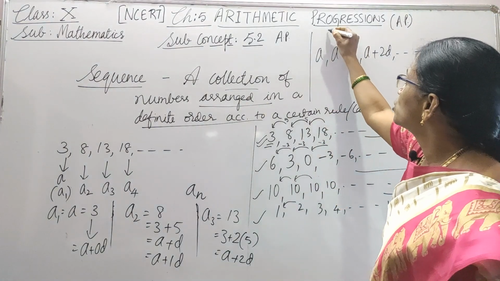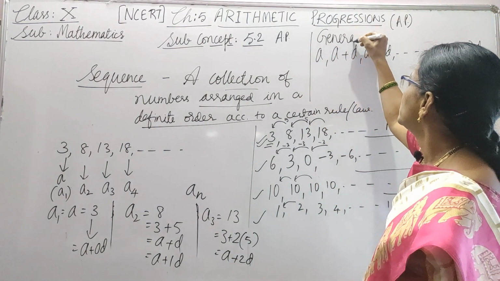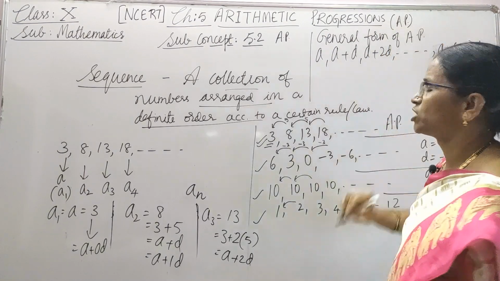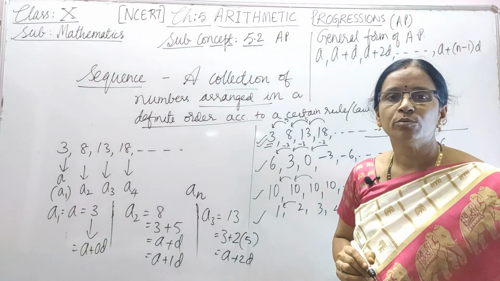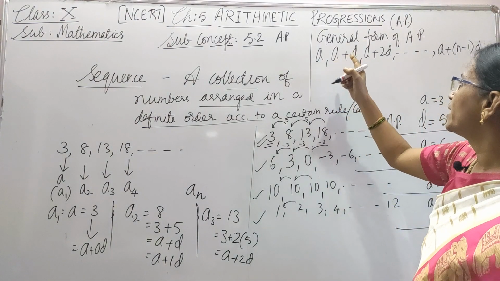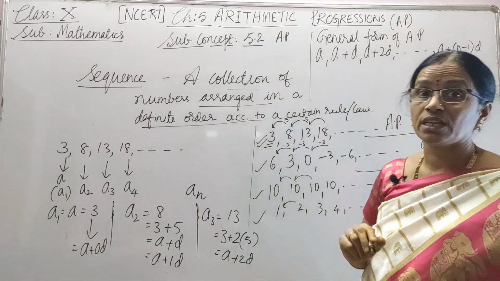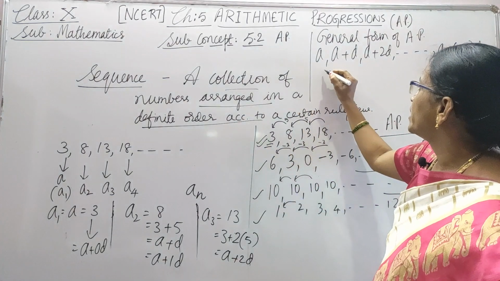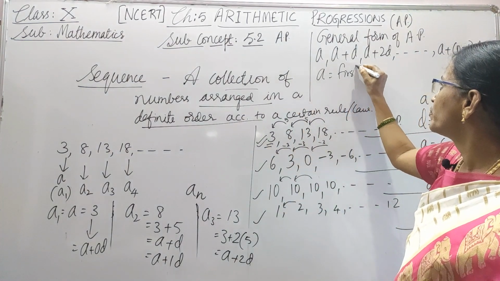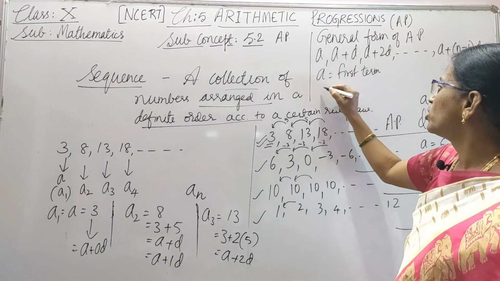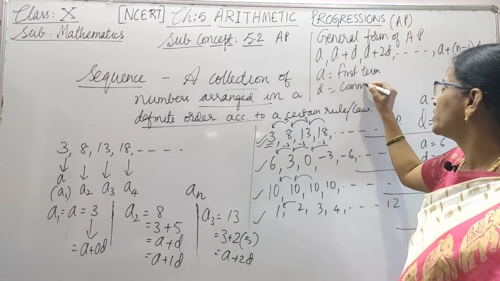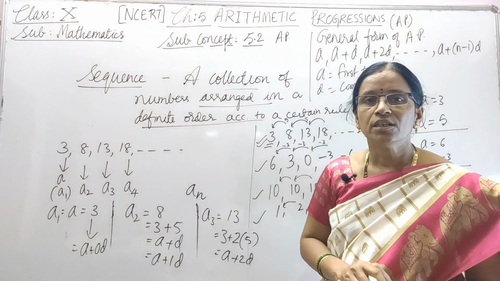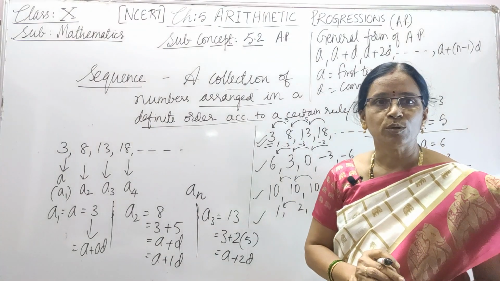So this is called the general form of arithmetic progression. That is, the terms A, A plus D, A plus 2D, etc., A plus n minus 1 into D is called the general form of arithmetic progression, where A is called the first term and D is called the common difference. So this is all about arithmetic progression.